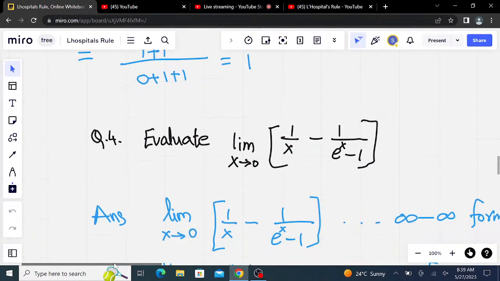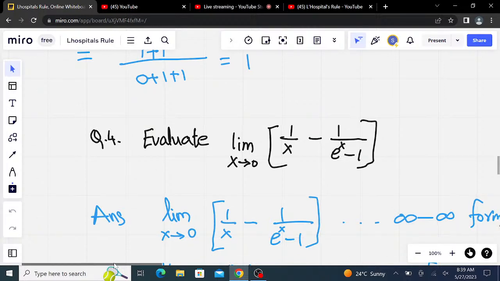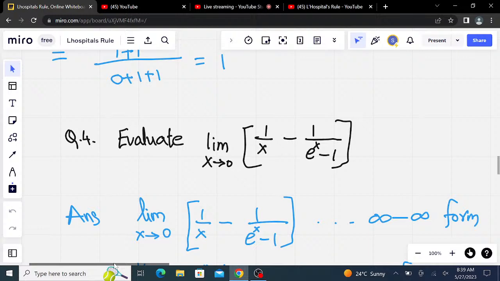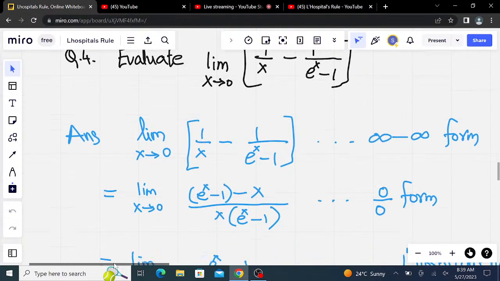Now let us move to another pattern. So what we are reaching to is limit x tends to 0, 1 by x minus 1 upon e raised to x minus 1. If I put x equal to 0, the first term becomes infinity, minus second term you observe e raised to 0 is 1. So again there is 0 in the denominator, means we are reaching to infinity minus infinity form. So basically we have first to solve the subtraction. So the denominator will be the LCM of the denominators. So x times e raised to x minus 1. So obviously the numerator will be e raised to x minus 1 minus x.